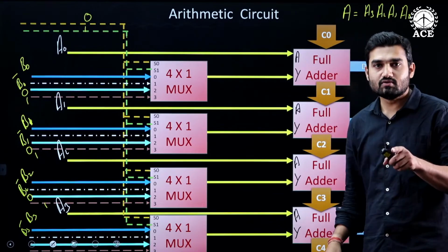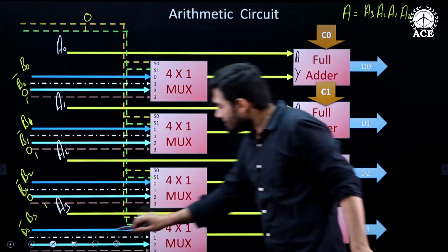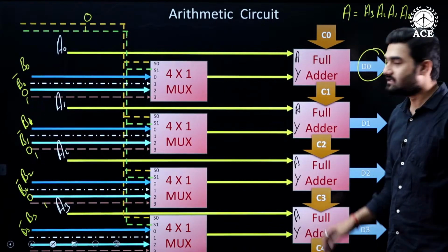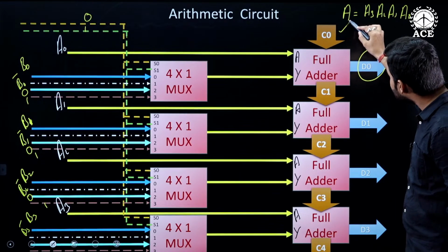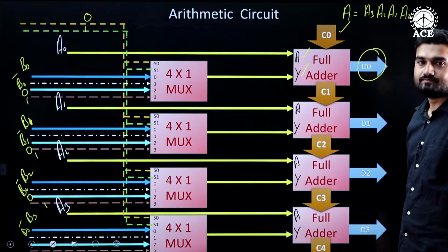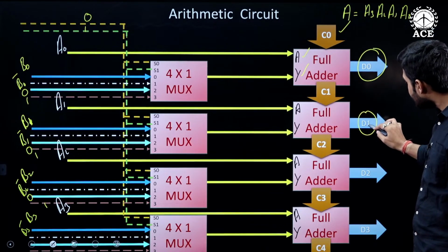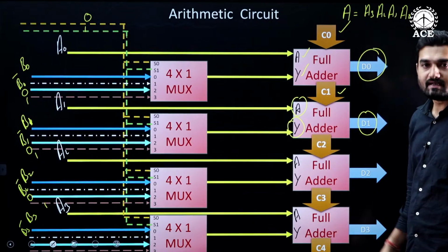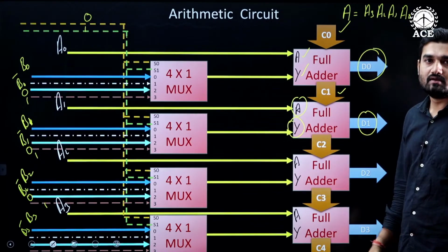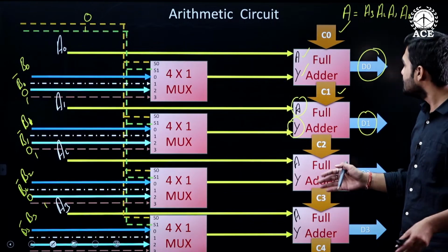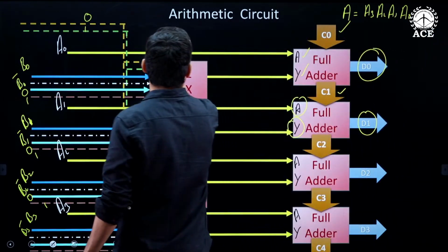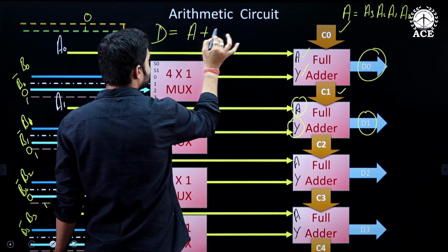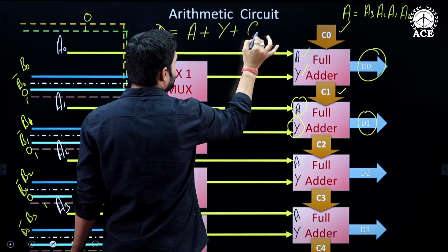Now, if I ask you, this full adder's output depends on what? This full adder's output depends on C0, A, Y. This full adder D1 depends on what? C1, A, Y. Hey, it will add these three, or not? In general, if I write, D is nothing but A plus Y plus carry.